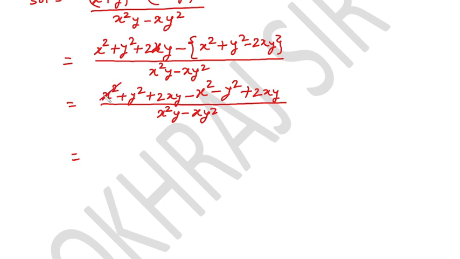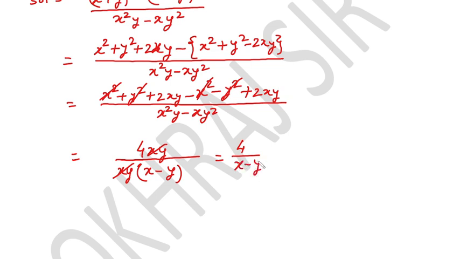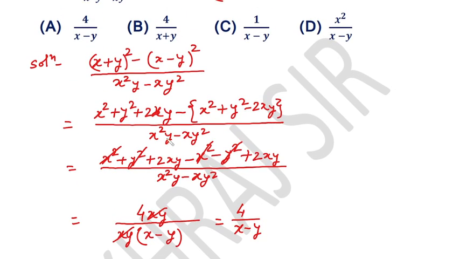Now we can cancel this x square and minus x square. Similarly, y square and minus y square. Then we will get 2xy plus 2xy, it means 4xy. Here we can take common xy. Then what is left? x minus y. Is equal to, we can cancel this xy and this xy. Then we get 4 over x minus y. Our answer is option A. That is 4 over x minus y.